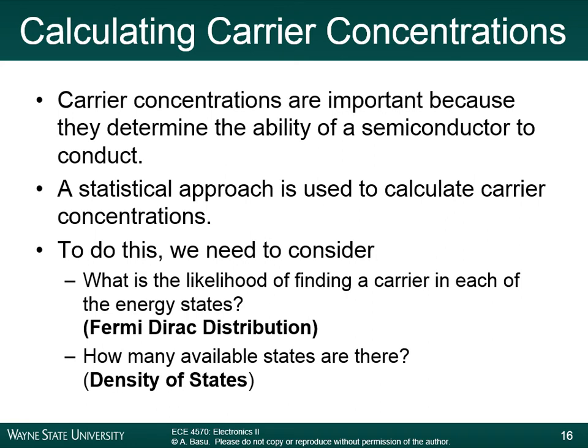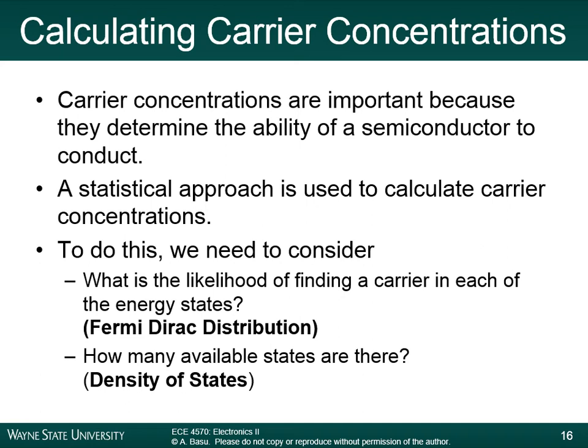That's one thing. There are two things that determine how conductive a material is. One of them is carrier concentration, which is on this slide. The second is how fast the charges move through the material. That's something called mobility. We'll get to that later. So right now let's focus on the first part. Carrier concentrations are important because they determine the ability of a semiconductor to conduct electricity.